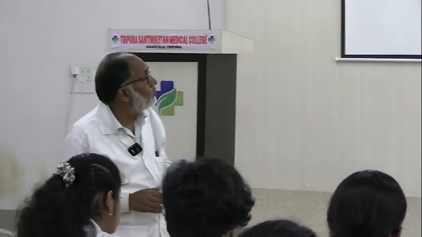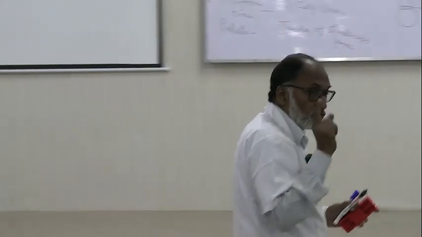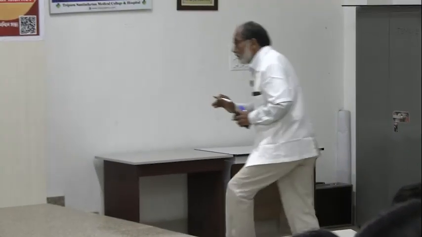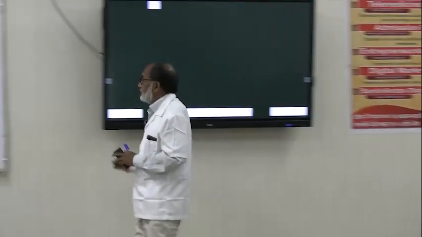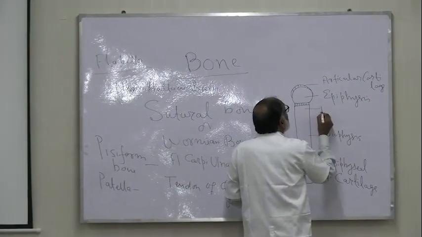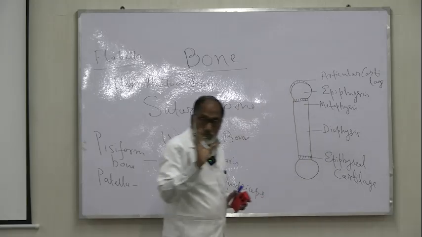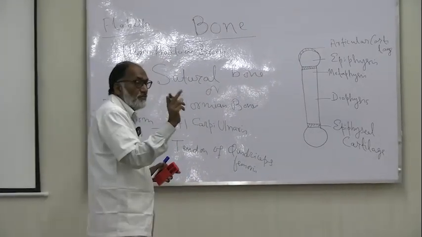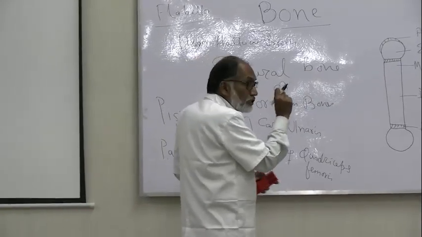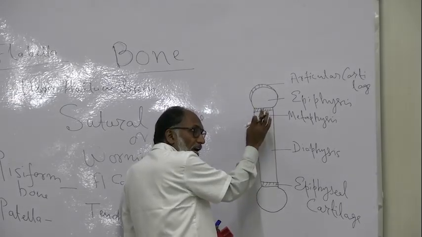Now I have drawn one diagram of the long bone. It has got epiphysis, diaphysis and epiphyseal cartilage, and the end of the diaphysis, which is facing epiphyseal cartilage, is known as metaphysis. This part is known as metaphysis. This metaphysis is very important. It is most vascular and actively growing zone.